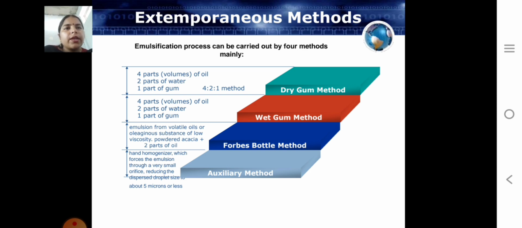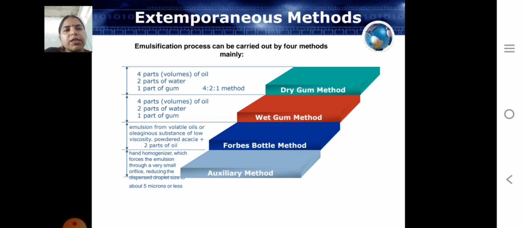First is the extemporaneous method. The emulsification process can be carried out by four methods mainly: dry gum method, wet gum method, 4-piece bottle method, auxiliary method. In the dry gum method, 4 parts volume of oil, 2 parts of water and 1 part of gum, the 4:2:1 ratio method. In the wet gum method, 4 parts of oil, 2 parts of water and 1 part of gum is also the same as the dry gum method.